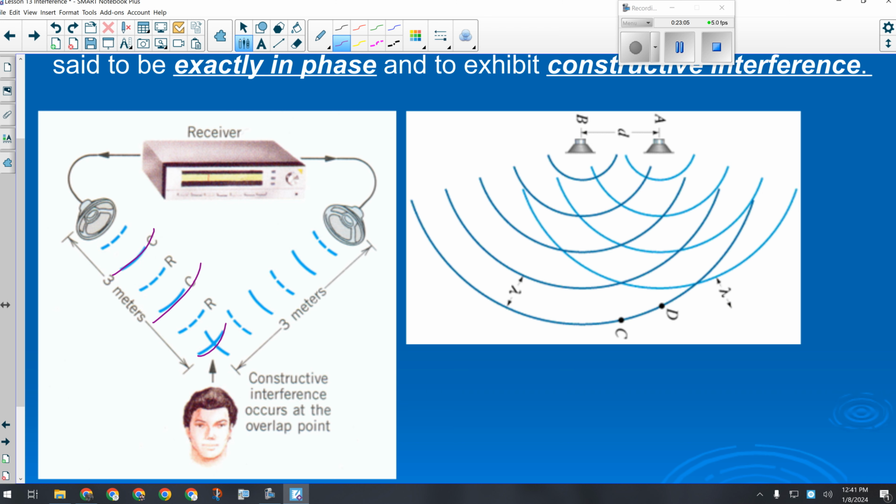If I'm looking at a wave, this is a complete wave. Here's the crest, here's the trough. That's 1/2 a wavelength apart. So if I make waves from one of those speakers travel 1/2 a wavelength further, they're going to be completely out of phase, and I'm going to hear nothing at that location. Now, would I actually hear absolutely nothing? Not in a normal room, because there's always a reflection off the walls and things like that.